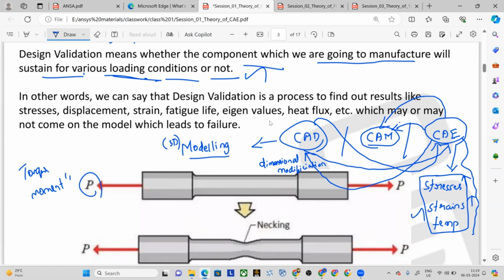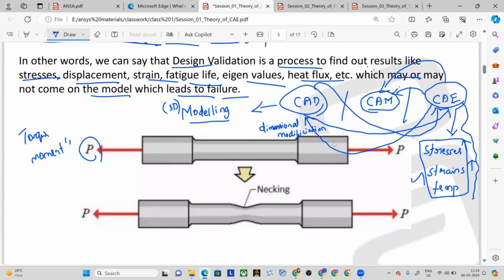Okay. So in other words, we can say that design validation is a process to find out the output parameters like stresses, displacement, strains, fatigue life, eigenvalue, heat flux, etc., depending upon the application which we are doing, and which may or may not come on the model, which leads to failure. Ultimately, we are doing this to avoid the failure, and then only we can present or start producing and supply it to the client who has given the orders.